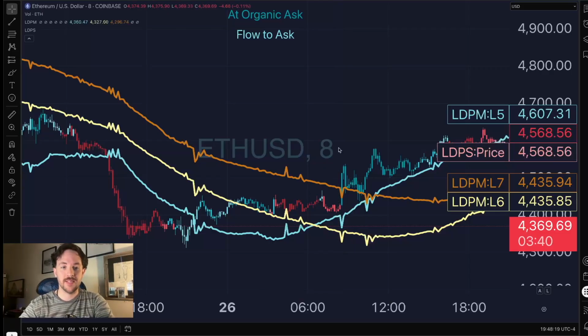But for now, I think that is all I have for you. We went through the bull traps, the bear traps. We saw 3 examples of them.